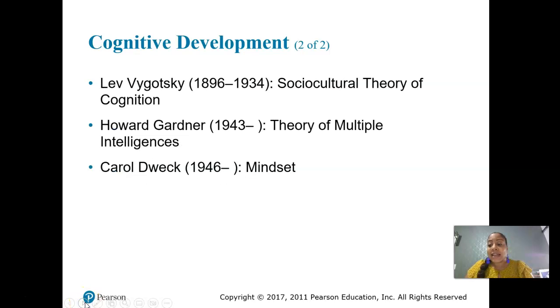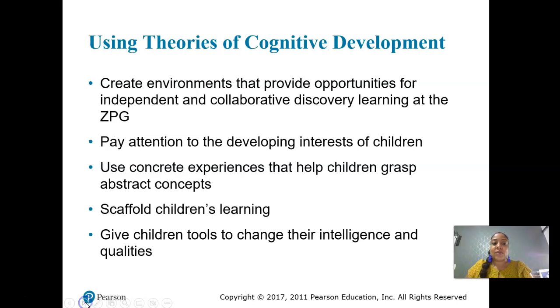Lev Vygotsky, he's well known for the sociocultural theory of cognition. Howard Gardner, theory of multiple intelligences, and Carol Dweck is known for her ideas of mindset. We'll go into a little bit more detail next. So theories of cognitive development create environments that provide opportunities for independent and collaborative discovery learning at the ZPD, zone of proximal development.